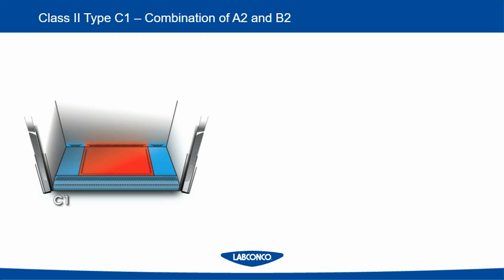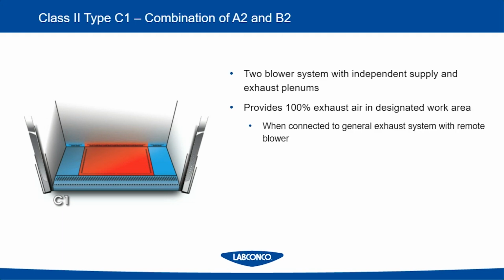The last type of cabinet we'll talk about, which is the C of the ABCs, is the Class II Type C1. This cabinet is a combination of an A2 and a B2. This is a two-blower cabinet with an independent supply and independent exhaust plenum. In that way, it's a little bit similar to the B-style cabinet. This cabinet provides 100% exhaust air, but only in a designated spot of the work surface. This cabinet can also be connected to a general lab exhaust system, and it does not require the use of a specific dedicated remote blower.